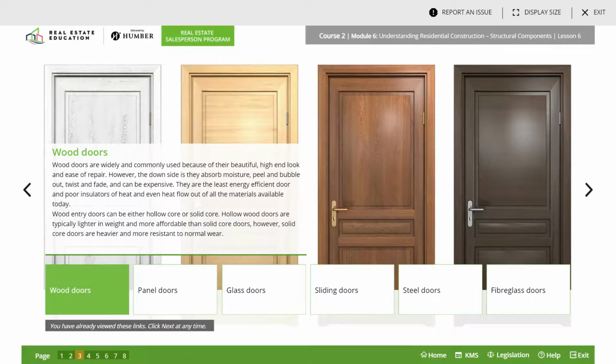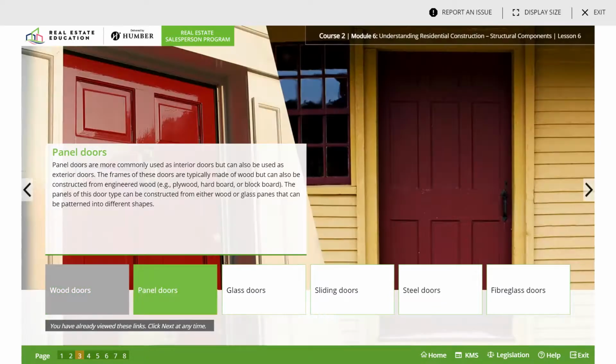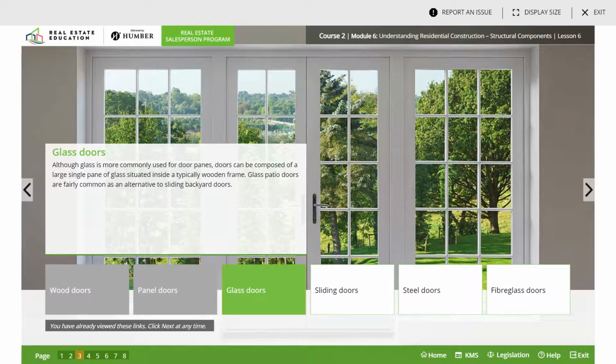Residential exterior door types. There's wood doors, commonly used because of their beautiful high-end look. And then there's panel doors, commonly used as interior doors, but they can also be used as exterior doors, made of wood. And then there's glass doors, most commonly used for door panes.